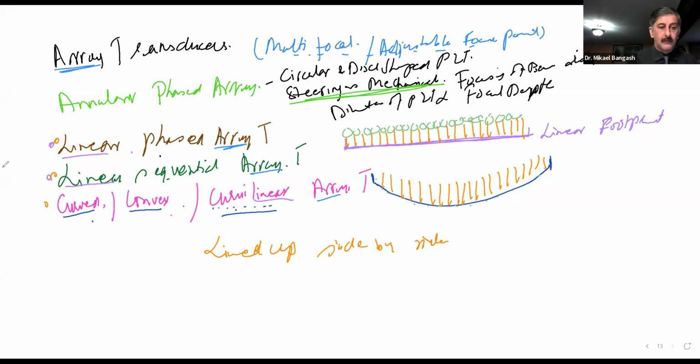So most likely, what we will say is that the word linear occurs in the names mainly because the multiple PCTs that we have in these transducers here are going to be lined up side by side. Did you guys get that?